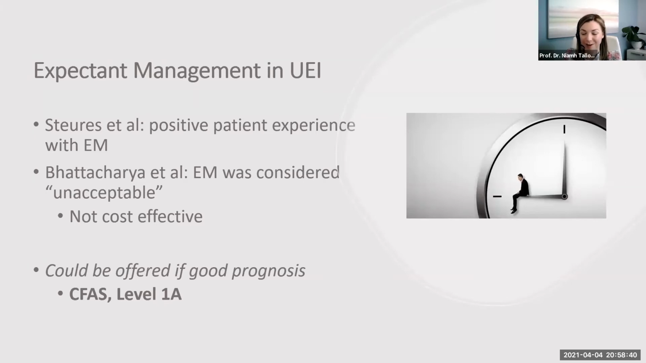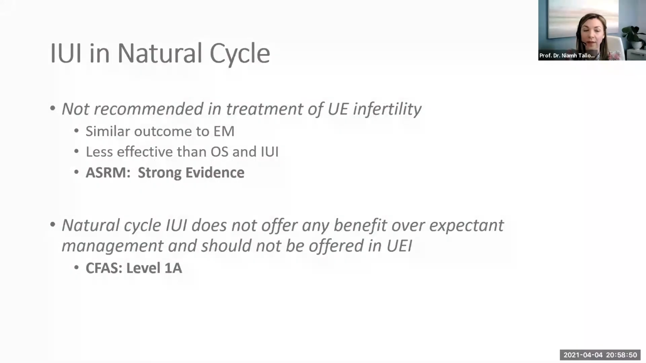But the Canadian response to this in our guideline is that it could be offered if you have a good prognosis, like a good egg reserve and you're young, and waiting further doesn't put your definitive treatment to any detriment. Now, IUI in a natural cycle is not recommended based on this study and others as well. Again, it's a similar outcome to expectant management, and the ASRM agrees with that, as does CFAS. It doesn't offer any benefit over expectant management.